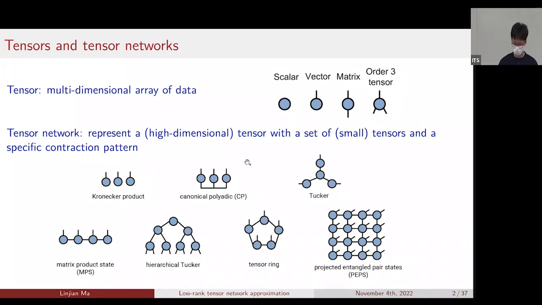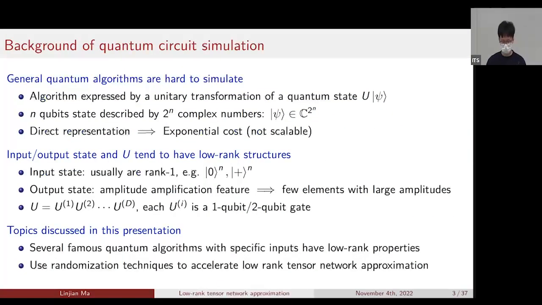The second one is called canonical polyadic or CP decomposition, and this kind of format is widely used in tensor decompositions in data science. A CP decomposition is actually just a sum of multiple Kronecker products, so there's one dimension that connects all these matrices. The next are the Tucker and matrix product state, and also hierarchical Tucker. These are both tree tensor networks. We also have non-tree or general graph tensor networks, including tensor rings or PEPS, which is a 2D network. A quantum circuit, we can think of as a specialized tensor network.